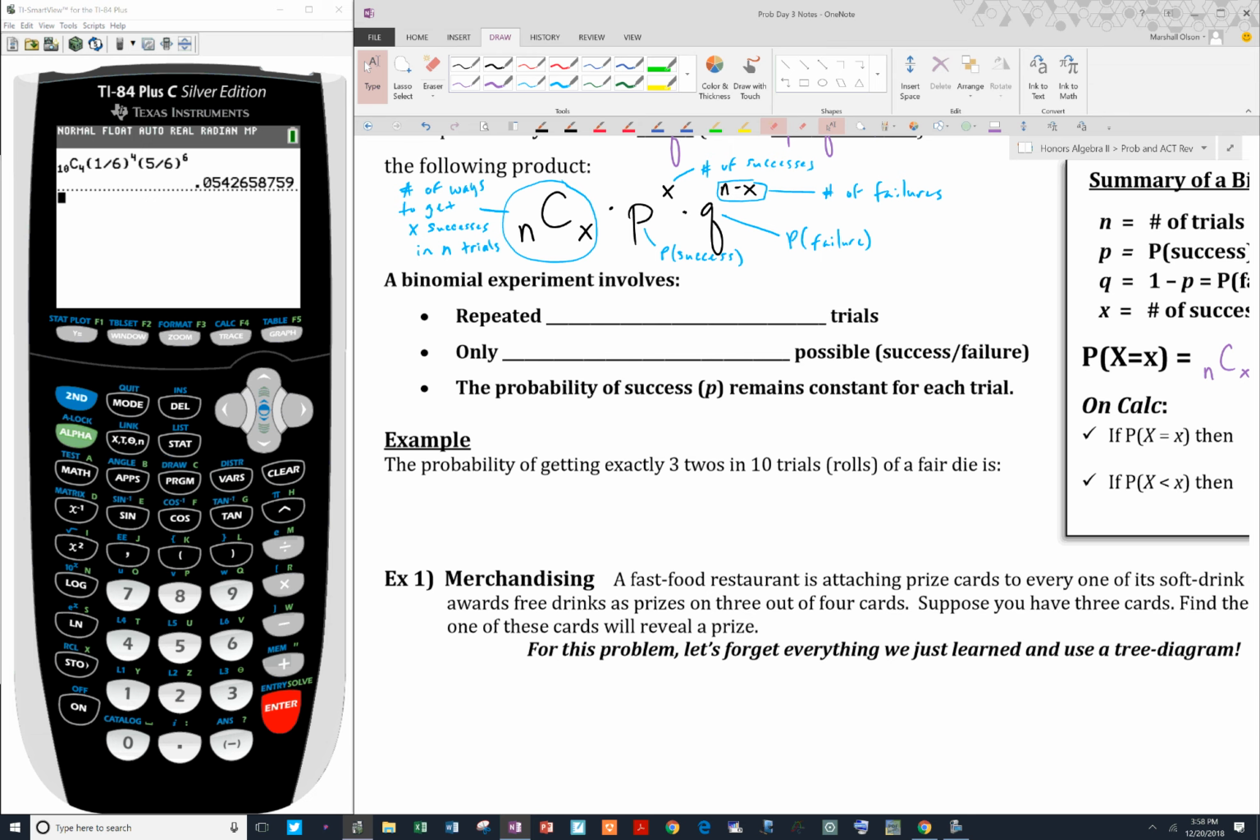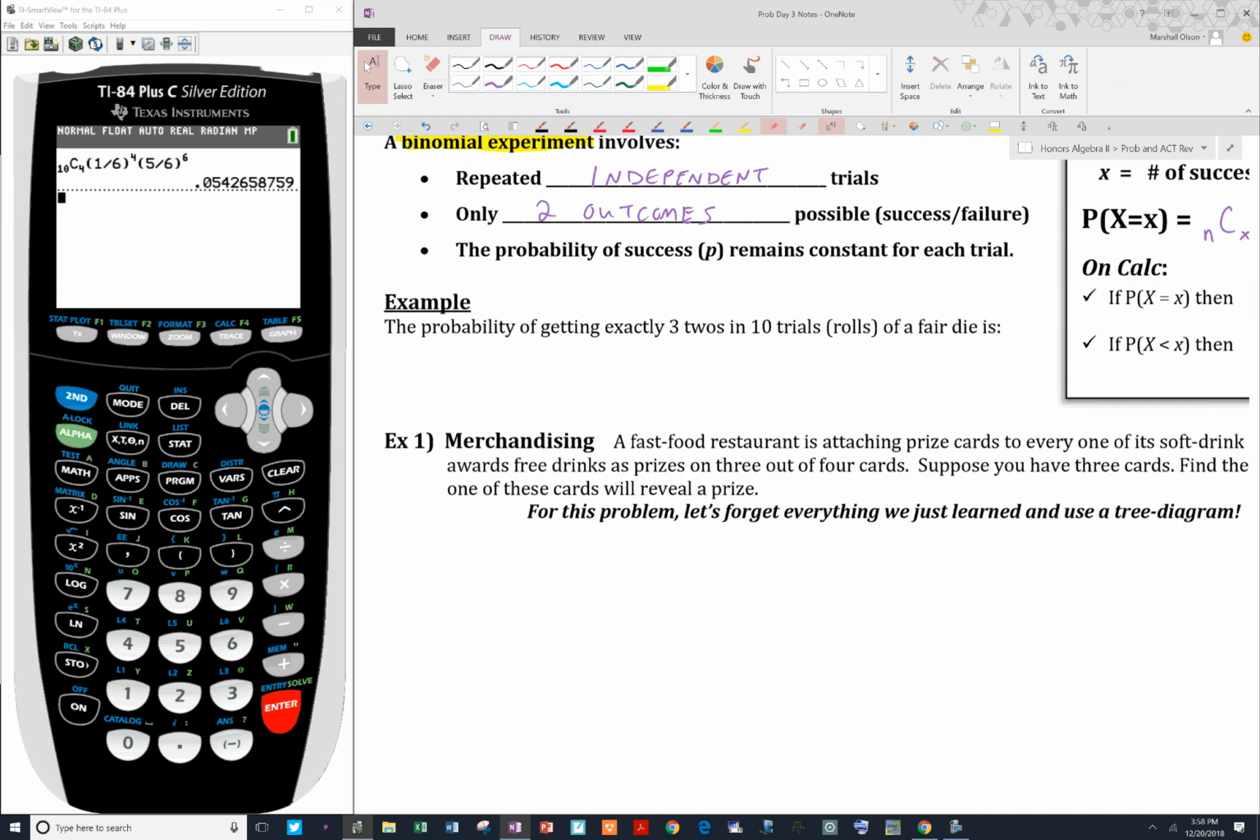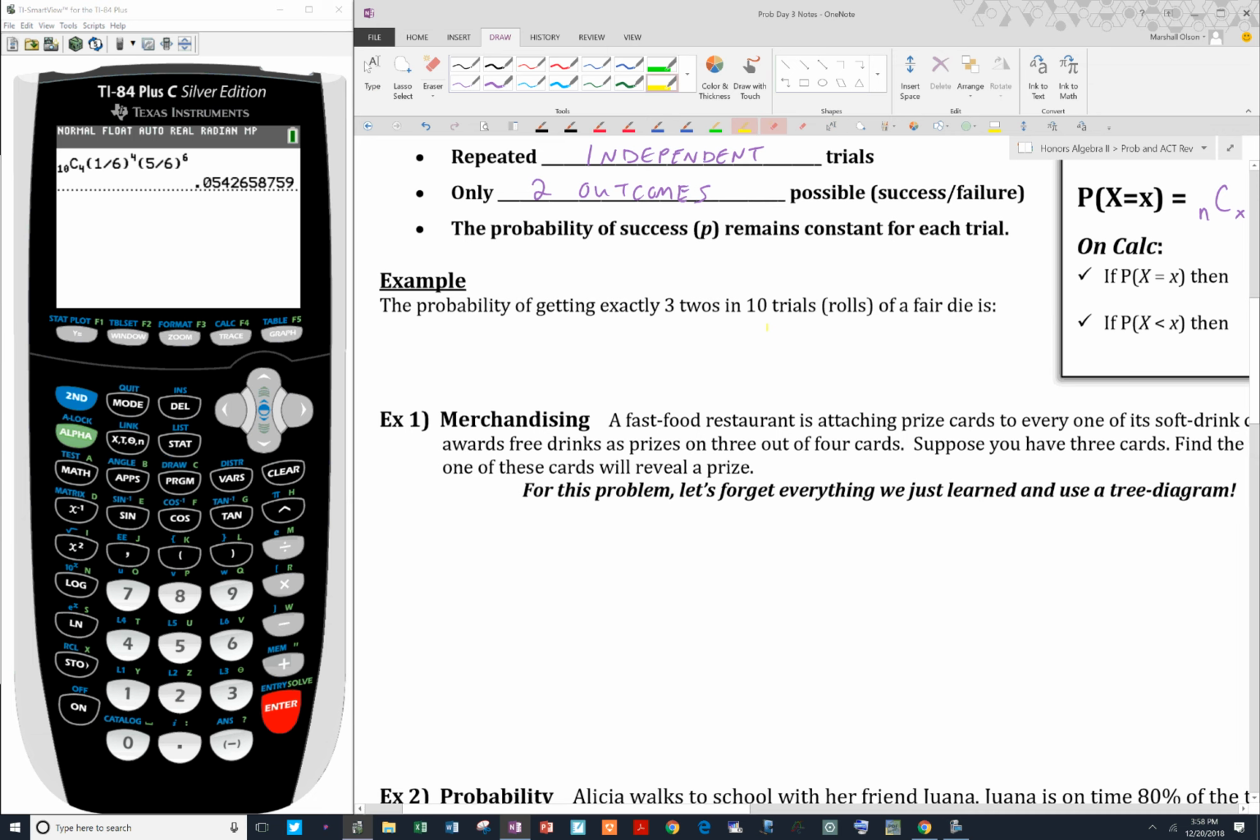All right, so here's some important things. These need to be repeated independent trials. You can only have 2 outcomes, okay, and we consider them to be a success and a failure. And then the probability of success must remain constant for each trial. This is considered to be a binomial experiment, okay, when we're performing this, and then we can calculate the probability using that formula we just set up. So let's see if we can figure this one out. Probability of getting exactly 3 2s in 10 trials, or rolls of a fair die.